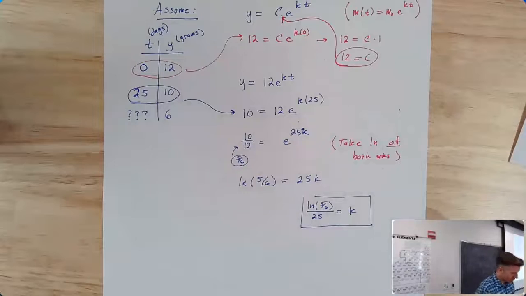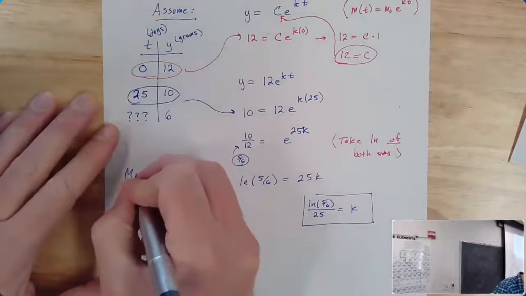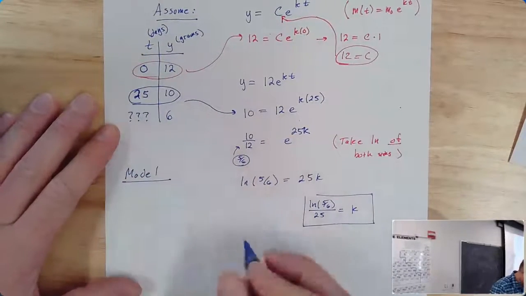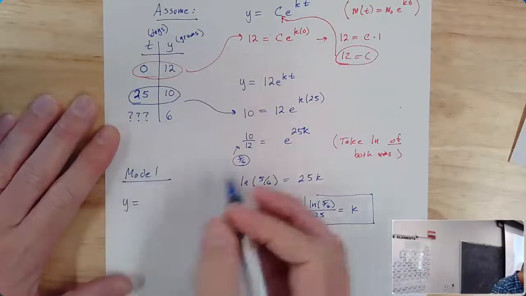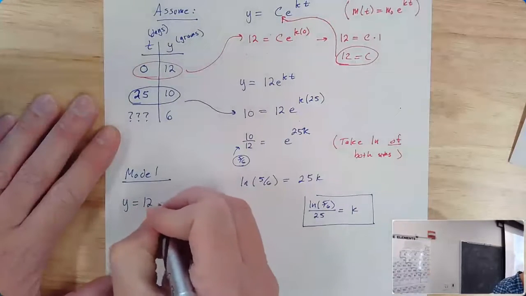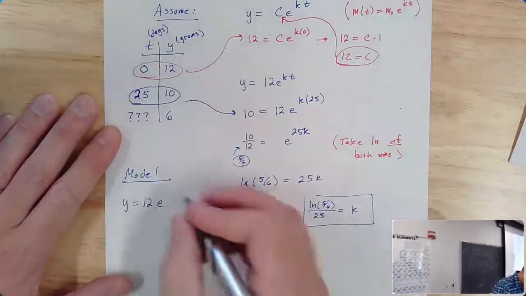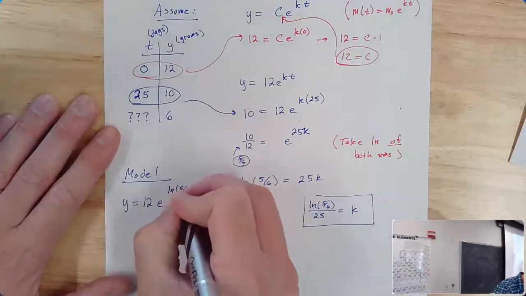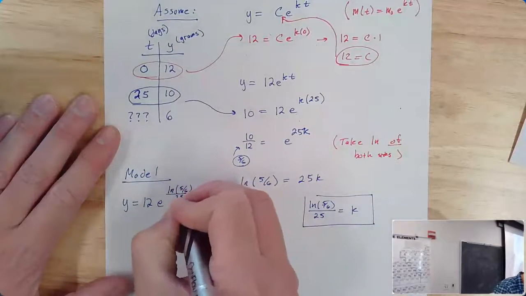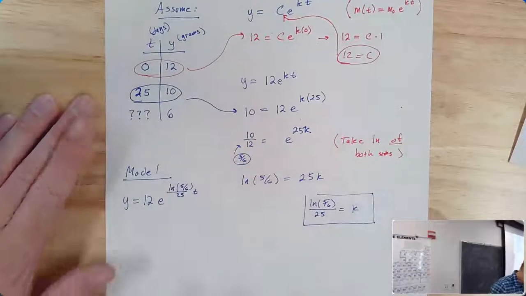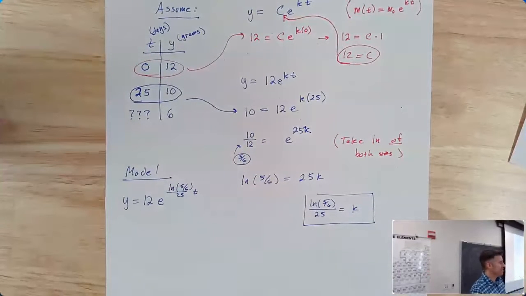All right, so now we have our model. Our model is Y equal to, let's see, my C value is 12. My K value is this gross thing here. Natural log of 5/6 over 25 times T. That is our model. But that's not the end of the story.